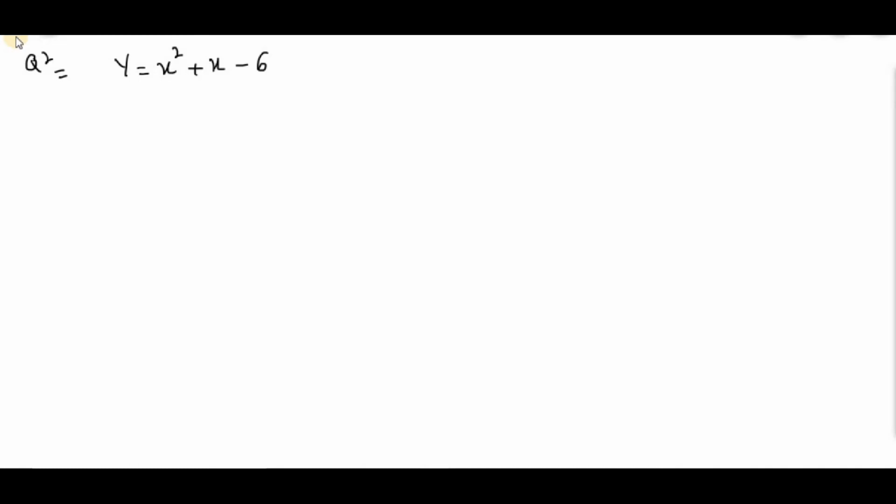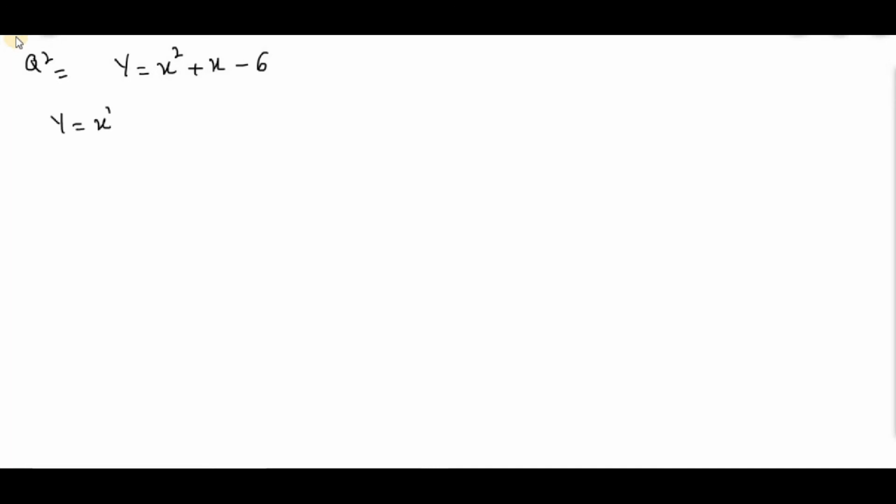Now this is another question in which we have to find out the domain of the function, because the range of the function is already given as y is equal to x square plus x minus 6. Now in this question we see that the given function is a quadratic equation which is factorizable, which means we are going to make the factors. So first of all we'll find the factors.